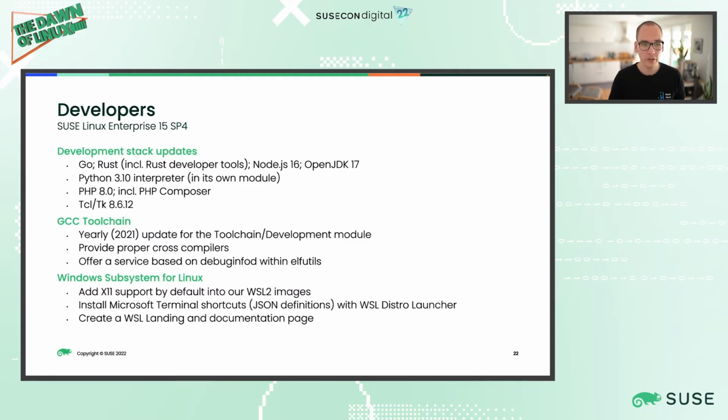We have also done the yearly update of the GCC toolchain, which now provides proper cross-compilers. And we are also offering a service based on debuginfod within elfutils. And on the Windows Subsystem for Linux, we are now supporting X11 by default on WSL2 images. Also, the installation of Microsoft Terminal shortcuts is possible now via the WSL distro launcher. And we have created a WSL landing and documentation page if you're interested in that.